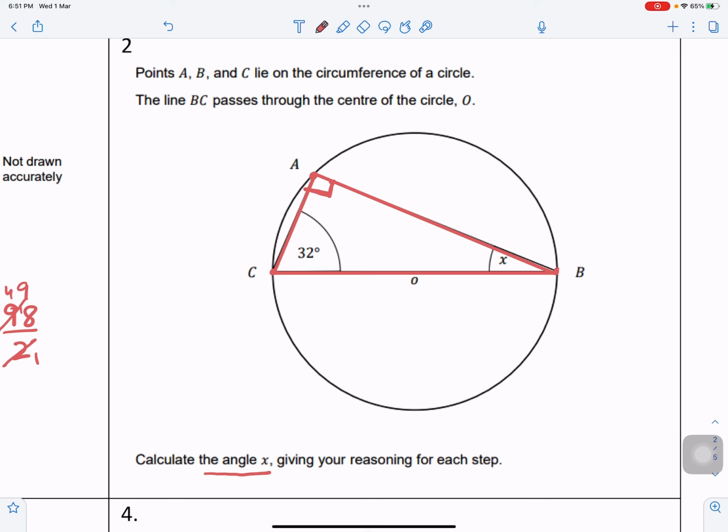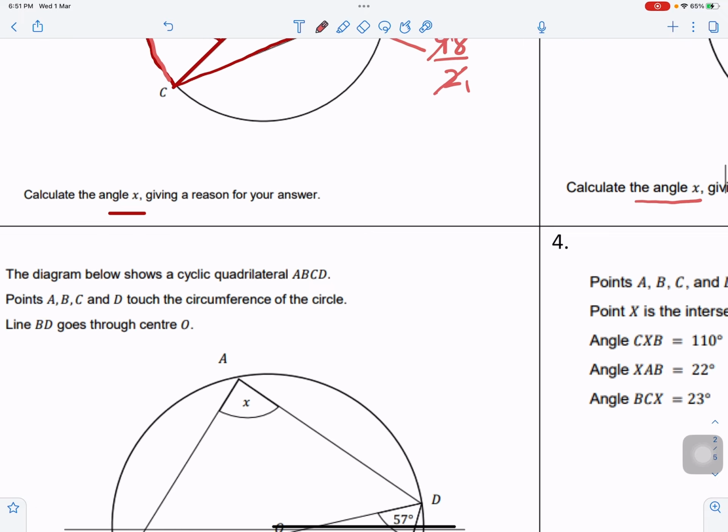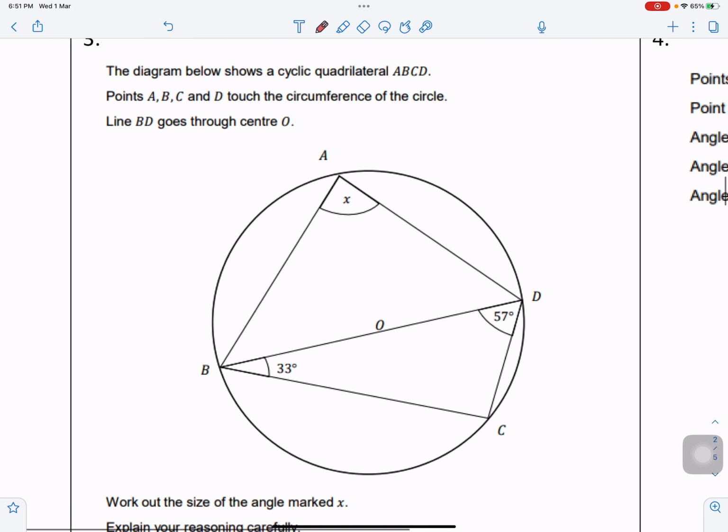Okay, so now to find out x, it's very simple. You have to add up three angles and the sum should be equal to 180. So x is equal to 180 minus 32 minus 90. So let's do it very quickly. 180 minus 32 is 148 and minus 90 is equal to 58. So x is equal to 58. Okay. Now let's see question number 3.